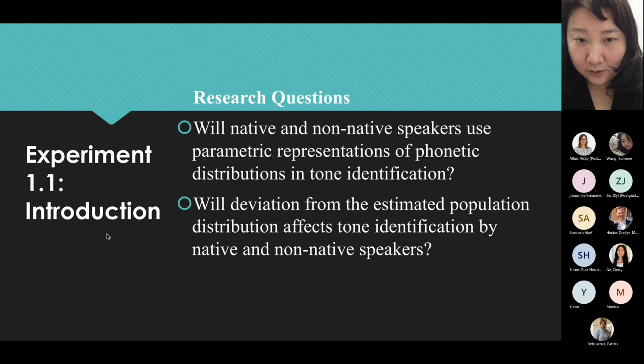And we're also interested in whether, if we manipulate the population distribution and create some distributions that deviate from the original population distribution, what would happen? Would that affect identification by native and non-native speakers?